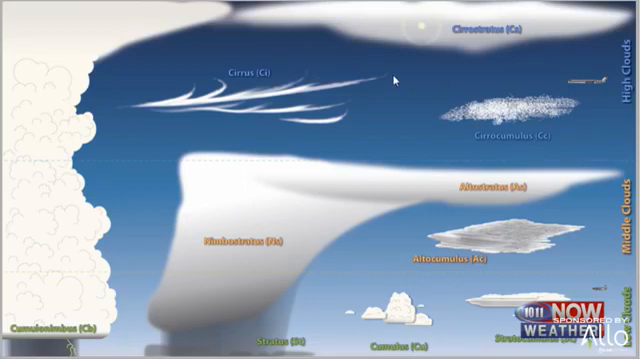And then you have the high-level clouds, and most of these are usually composed of ice. You have the cirrus clouds, cirrocumulus, and cirrostratus. You can see how they kind of look. And then, of course, you have the cumulonimbus, the big thunderstorm clouds, and they basically stretch from low levels all the way into the upper levels of the atmosphere. Those are the vertical clouds, the vertical development.